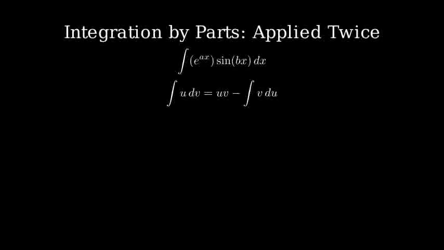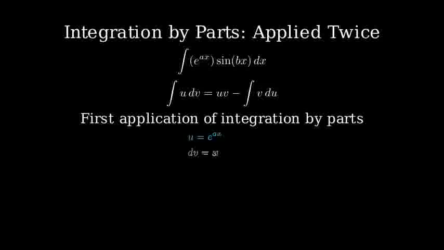The formula is given by the integral of u dv equals uv minus the integral of v du. To solve our integral, we'll need to choose appropriate expressions for u and dv. For our first application of integration by parts, let's choose u equals e to the power of x and dv equals sine of bx dx. Differential u is equal to a times e to the power of x dx, and integrating dv, we get v equals negative 1 over b times cosine of bx.